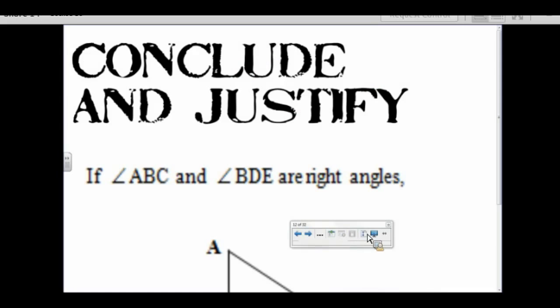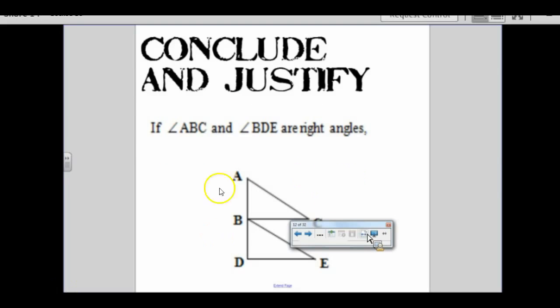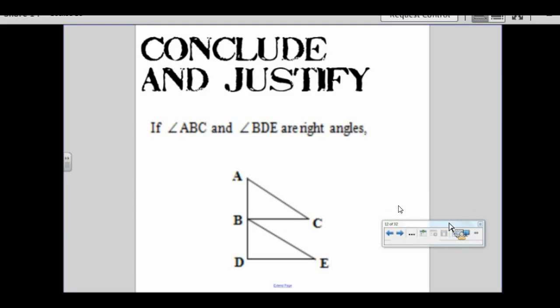All right. Next one, conclude and justify. These you can just write on your paper and we'll just go over them together. Some people have to go, okay, we'll just start working these out. If angle ABC and angle BDE are right angles, what can we conclude? Well, if they're both right angles, then we can conclude angle ABC is congruent to angle BDE. And what's the reason? Right angle congruence theorem. Okay.